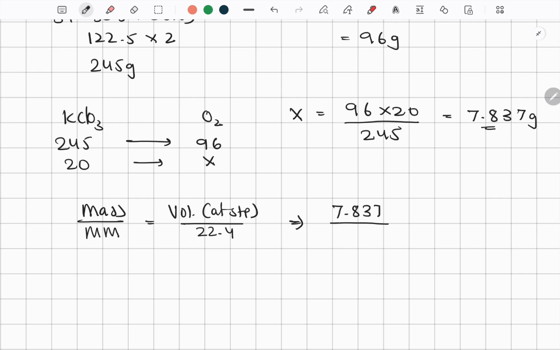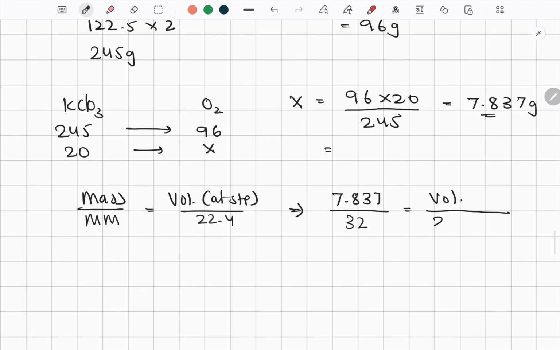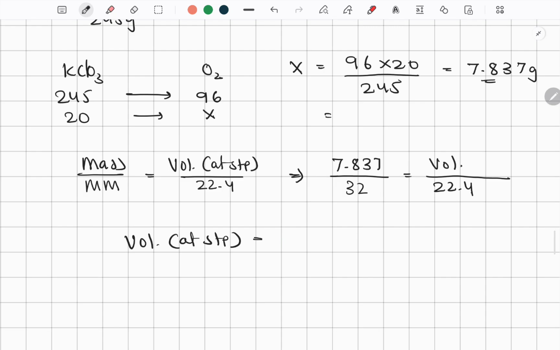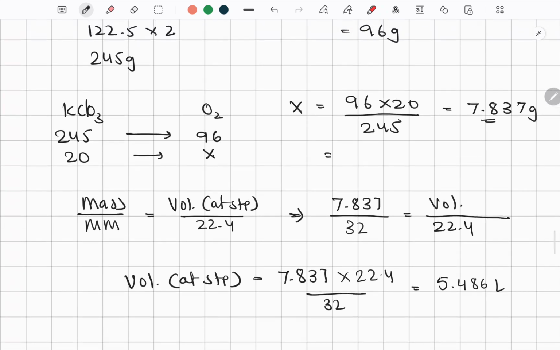The mass is 7.837. Do we know the molecular mass of oxygen, O2? Yes, 16 into 2 which becomes 32. Volume at STP is what we want to calculate, divided by 22.4. So volume at STP equals 7.837 into 22.4 divided by 32. When you solve this fraction, you get 5.486 liters. So this was a very simple question.